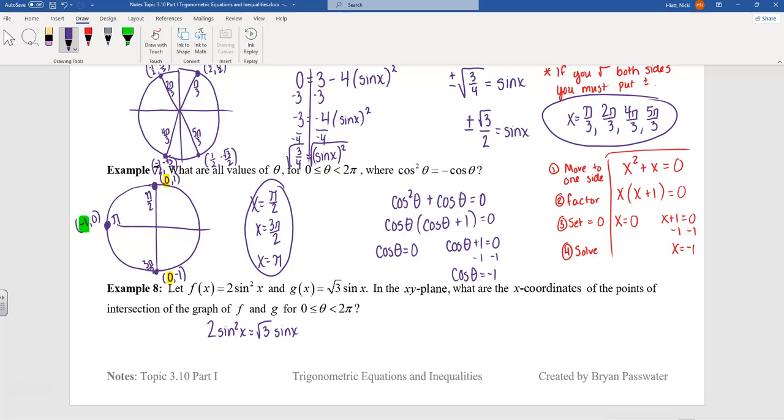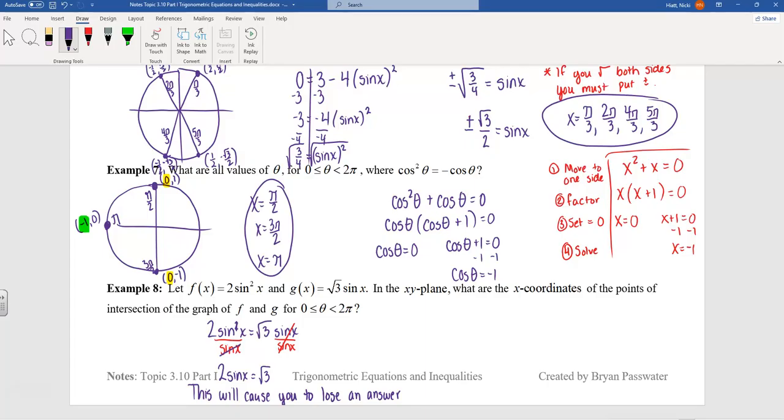What some students want to do is they want to say, well, I've got sines on both sides. What if I just divide by sine? Then one of these sines would cancel up here, and I'd have 2 sine x equals the square root of 3. That feels pretty good, right? This will cause you to lose an answer.